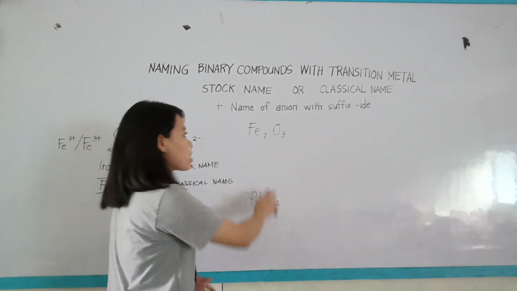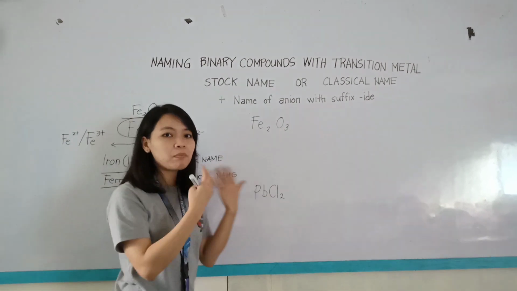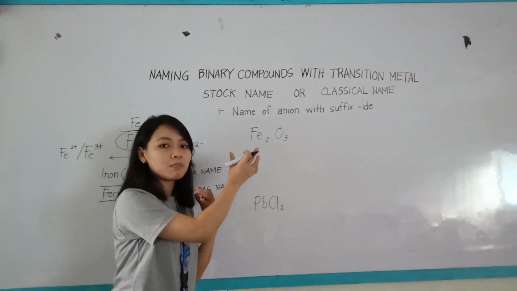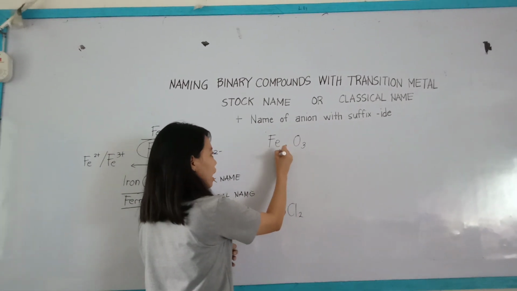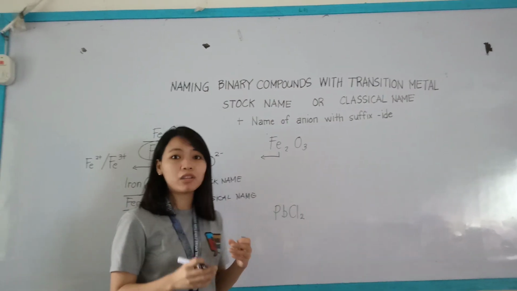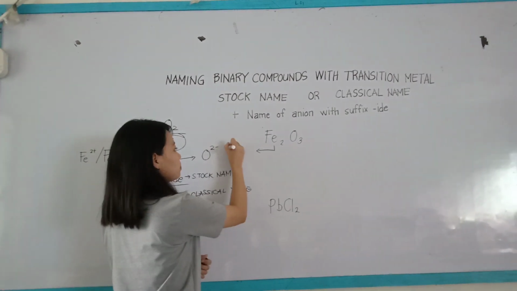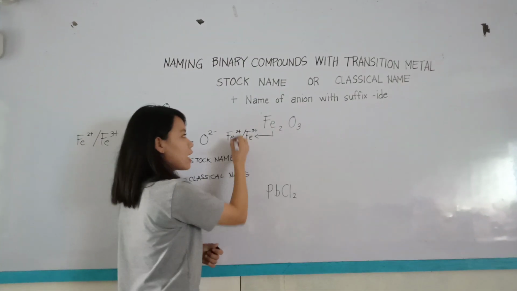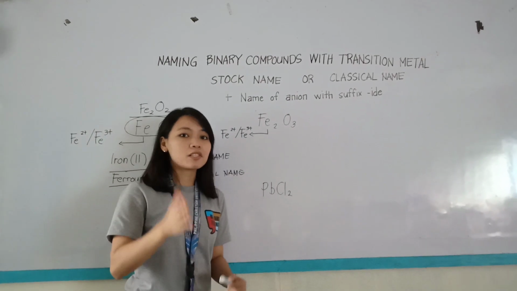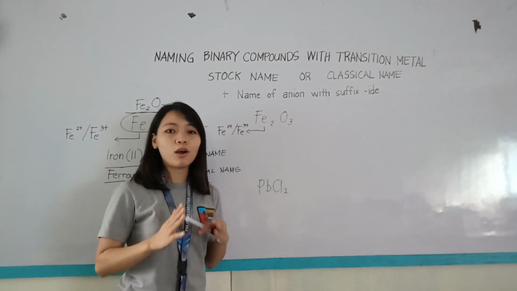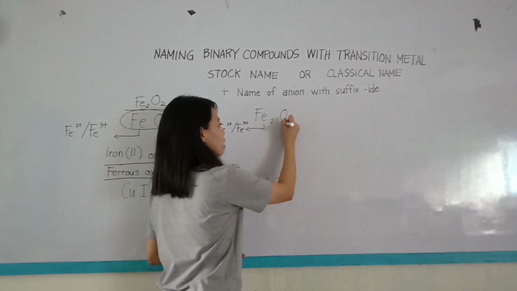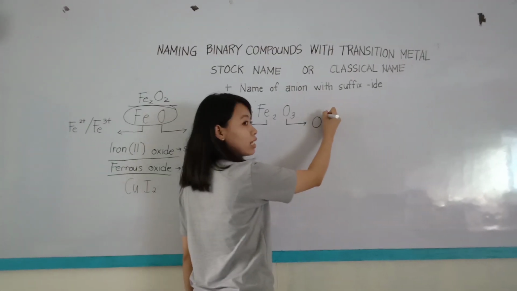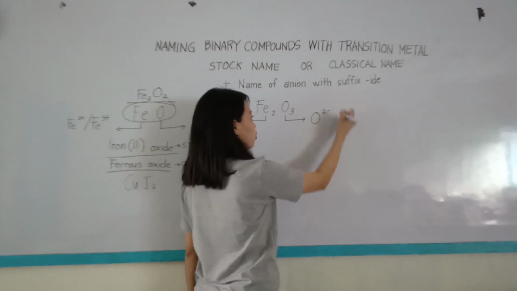So next example naman, we have Fe2O3. So same process ng nauna. So alamin natin muna kung ano yung mga ions na meron tayo dito sa binary ionic compound. So first, we have iron. So once again, ano nga ba yung charges na meron siya? Okay, so we have Fe2+ or Fe3+. Saan ulit makikita ang charges na yan? Yes, makikita niyo po siya sa periodic table of elements. So next, ano naman ang charge ni oxygen? Okay, so we have negative charge, which is 2-.